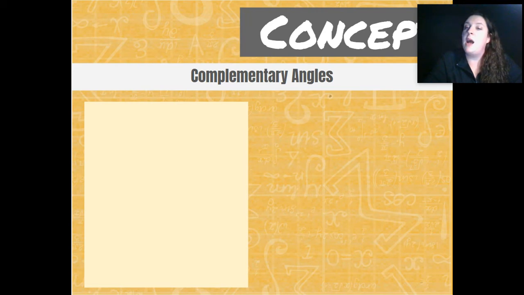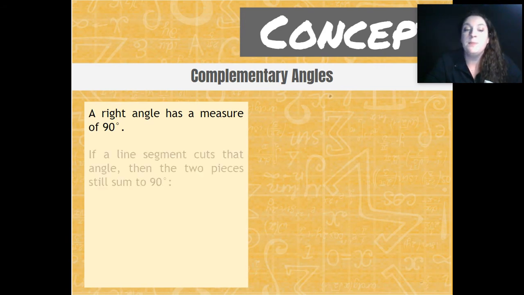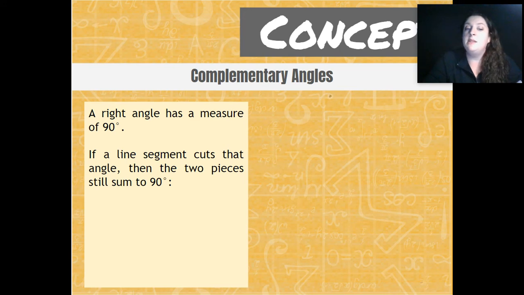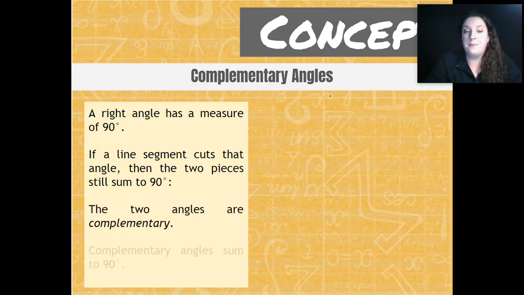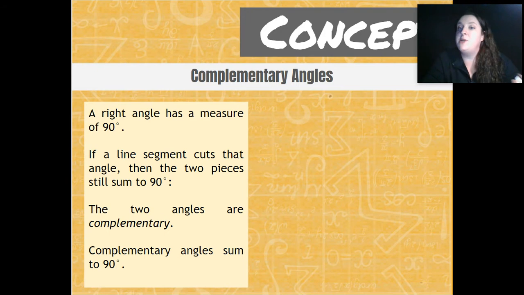Now you have complementary angles. Those are the angles that equal 90 degrees. So a right angle has a measure of 90 degrees always. If a line segment cuts that angle, then the two pieces still sum to 90 degrees. The two angles are complementary. Complementary angle sums equal 90 degrees. So remember, supplementary is 180 degrees, complementary is 90 degrees.